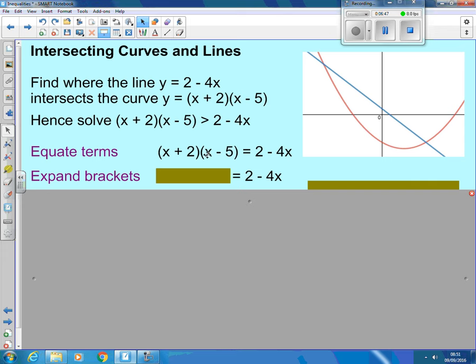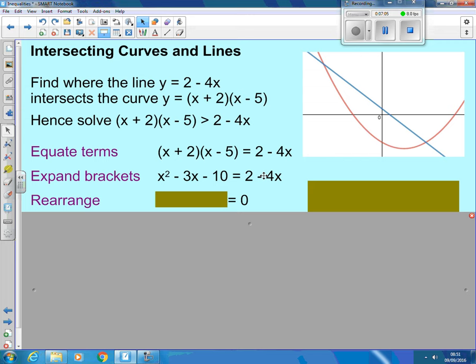So expand first. X squared minus 5x plus 2x comes to minus 3x minus 10. That equals 2 minus 4x. Now we need to rearrange it. So we move a minus 4x to the left, it becomes plus 4x. So you've got x squared, minus 3x plus 4x is plus x. And move a plus 2 across, it becomes minus 2, so minus 10 minus another 2 is minus 12.